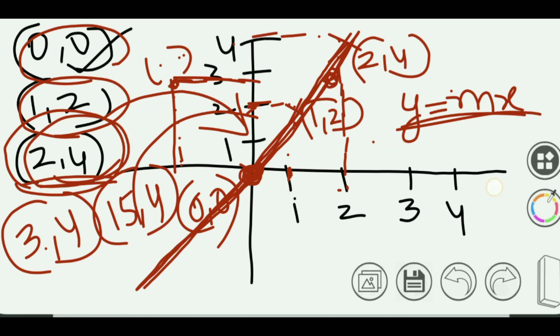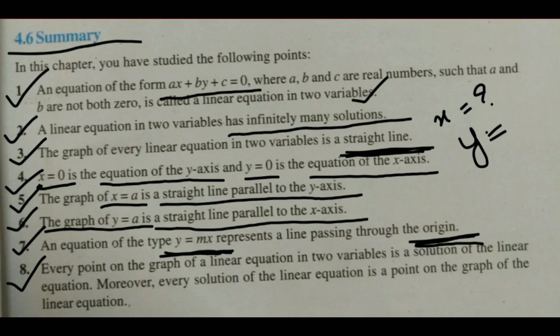So that's all. We have completed this chapter, linear equations in two variables. So this is the end of the chapter. So be prepared with this chapter. We'll be conducting a test and also a quiz regarding this chapter.